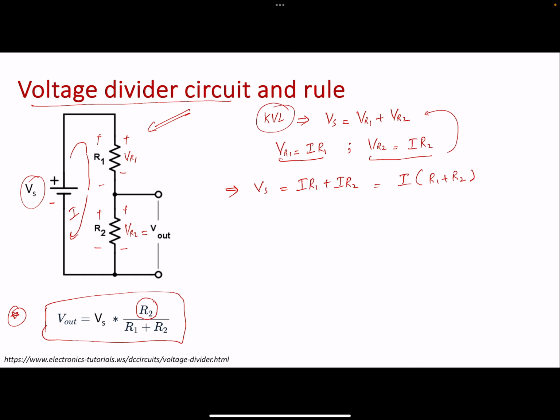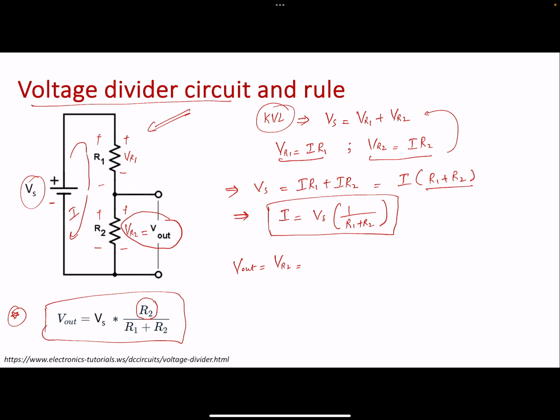Okay, great. So let's find the value of the current. The value of the current is going to come out to be Vs times 1 over R1 plus R2, right? So you're essentially taking R1 plus R2 to the other side. So this is the value of the current. If this is the value of the current, let's find the value of VR2, or the output voltage, this one. We know that the output voltage equals VR2, which is equal to I times R2. What is I? This is I. I is Vs times 1 over R1 plus R2, times R2, right?